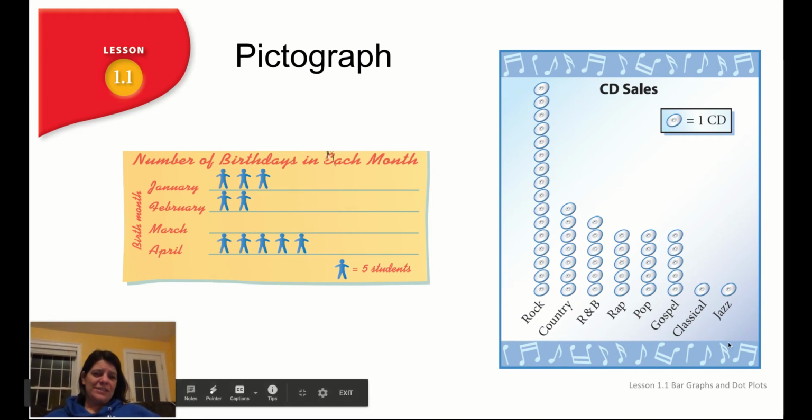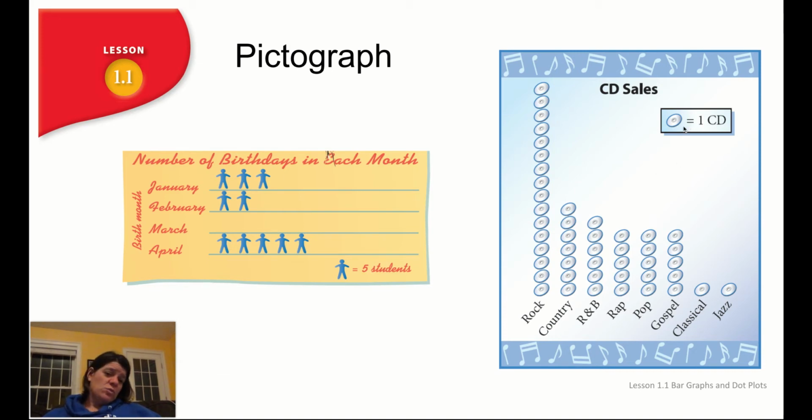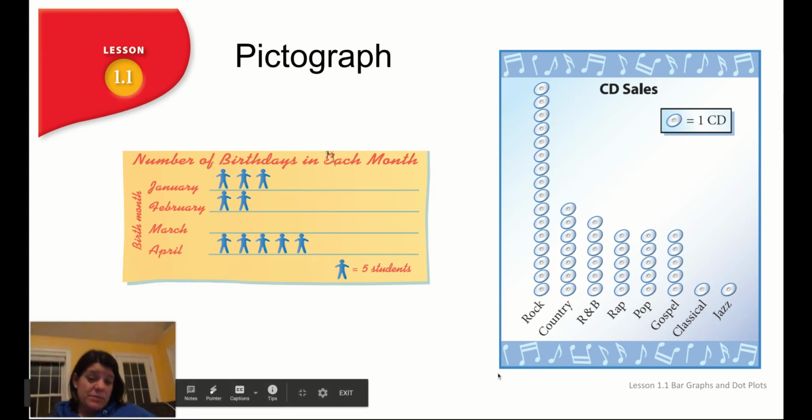Then here in this CD sales pictograph, one CD is represented in this picture of a CD. So when we count them, this one for classical music means actually one. And a pictograph is simply a graph where you have a picture to represent a certain amount of data.